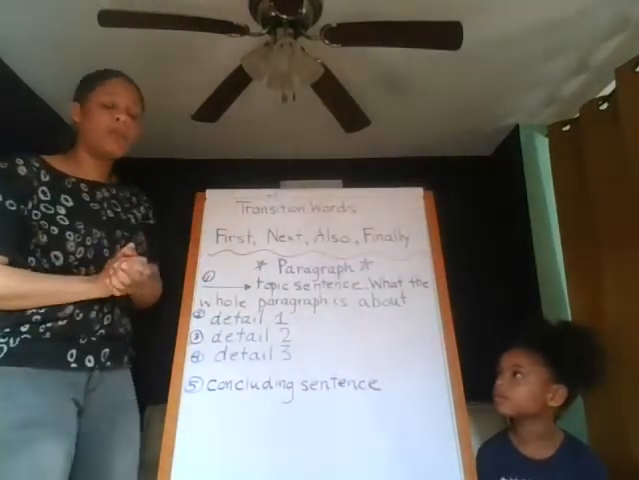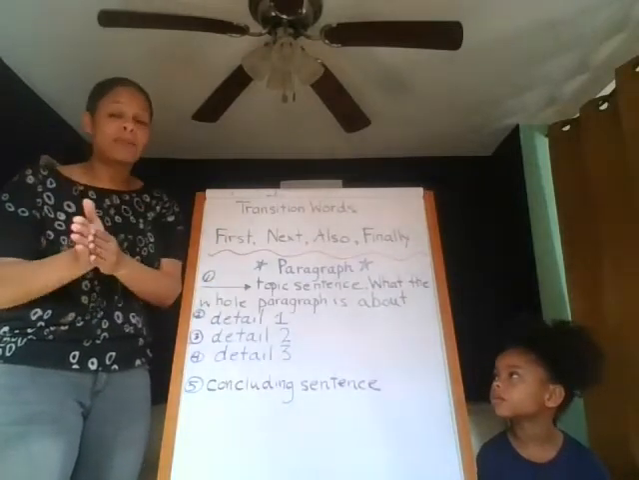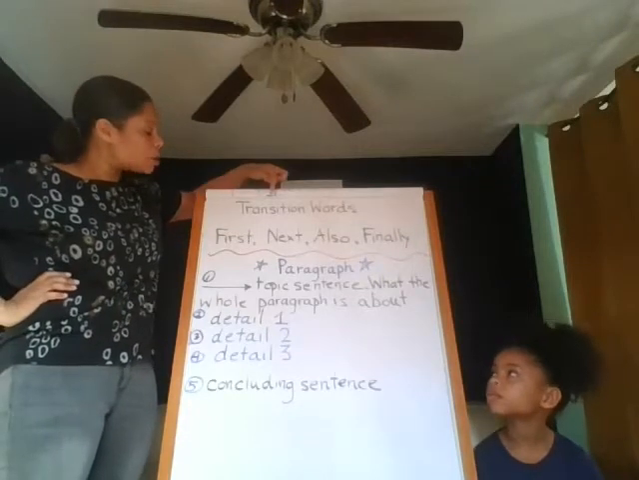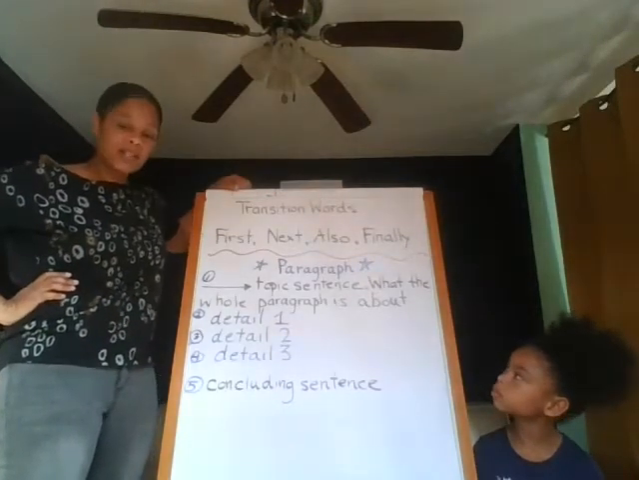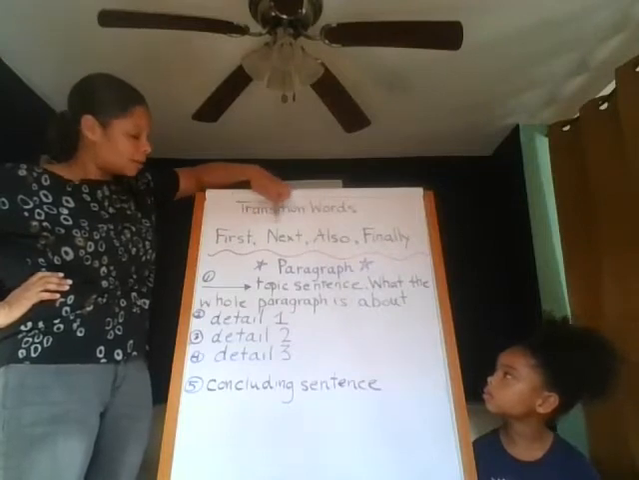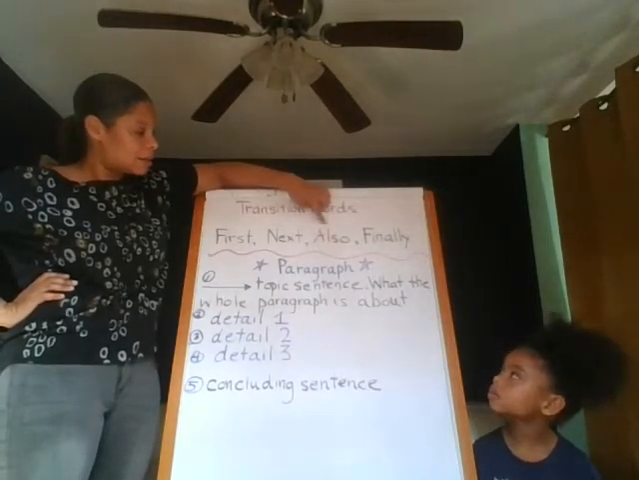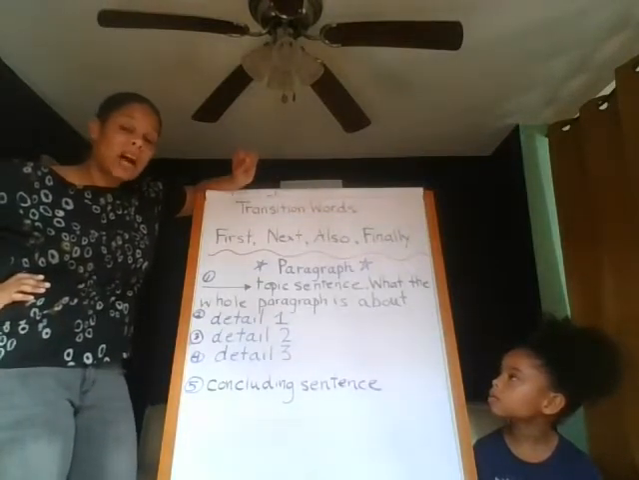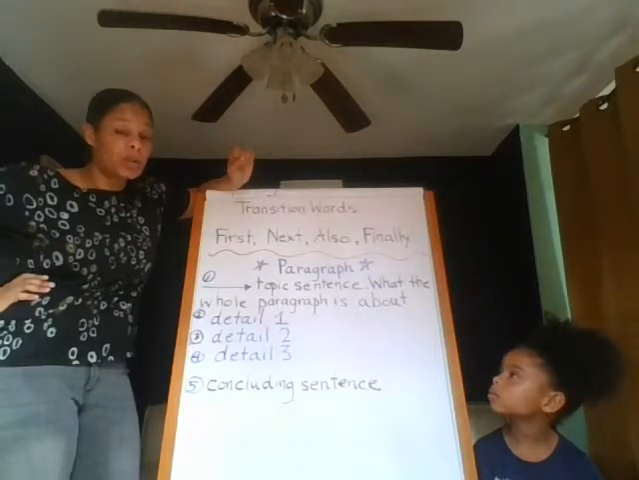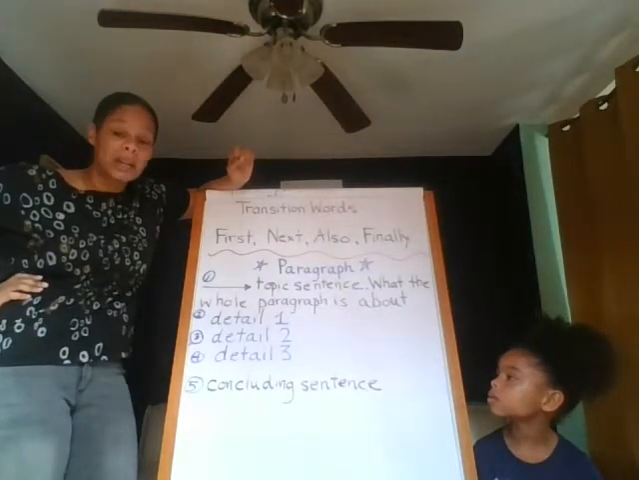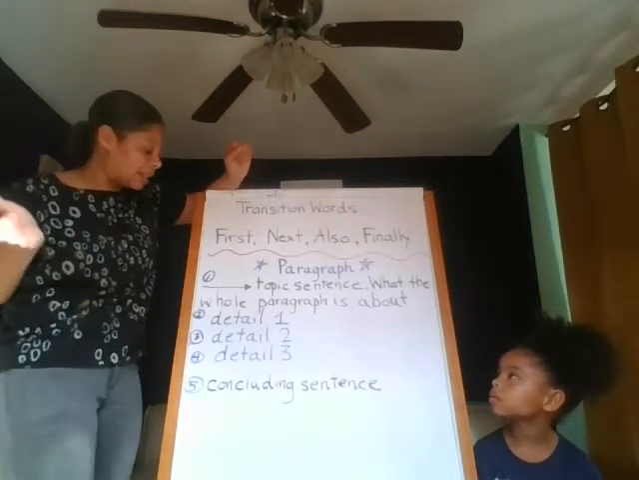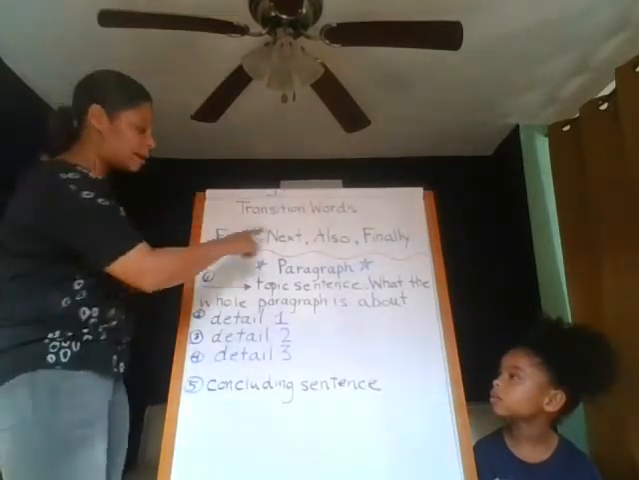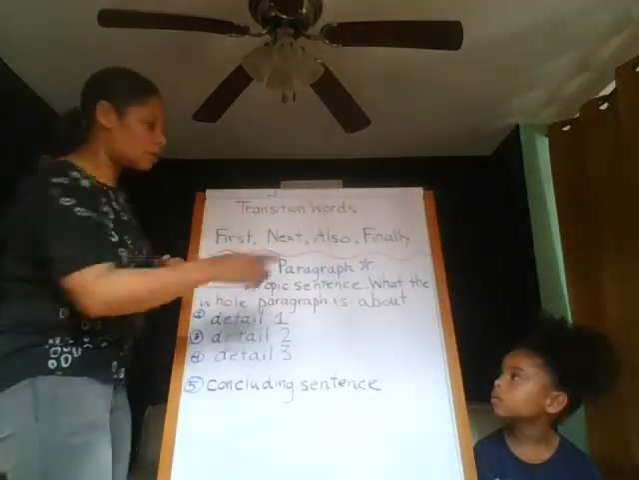All right. Lastly, I told you that to move from one detail to the next detail, you have to transition. Transition just means to move. And I gave you some words called transition words. These are our transition words: first, next, also, and finally. After you write your topic sentence, every time you introduce a new detail, you should use a transition word because this helps your reader understand where you're going. It's clear. So you have your topic sentence and you'll say first, next, also.